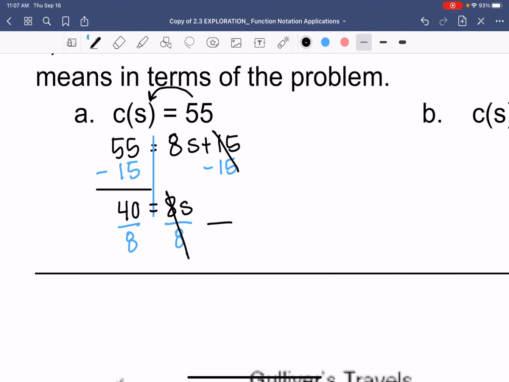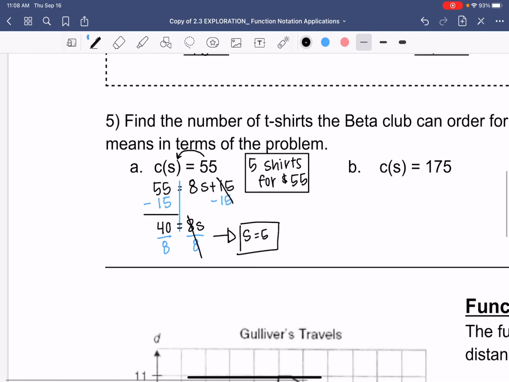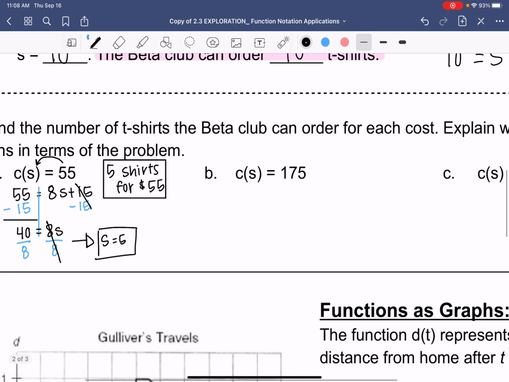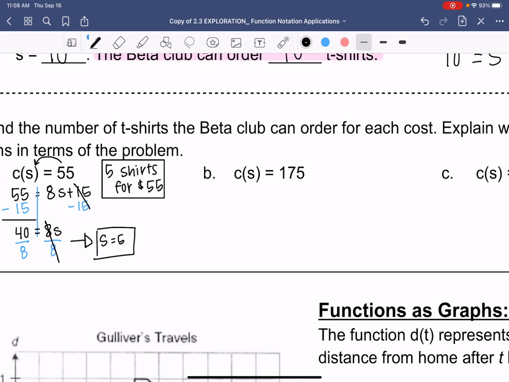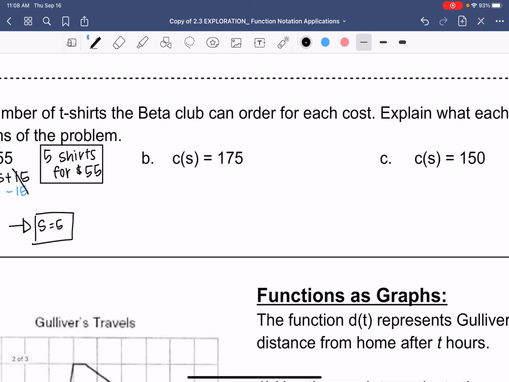So S equals 5. What this answer means is I can get 5 shirts for $55. All right, I want you to do B. Remember, it's the cost of shirts equals $175. So pause it, complete that problem, and check your answers in the copy of notes.